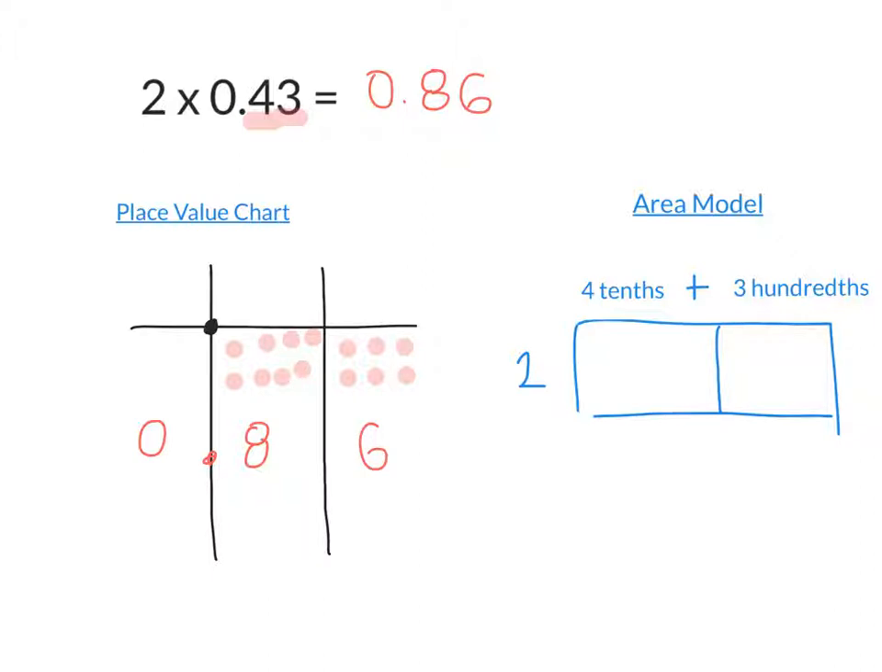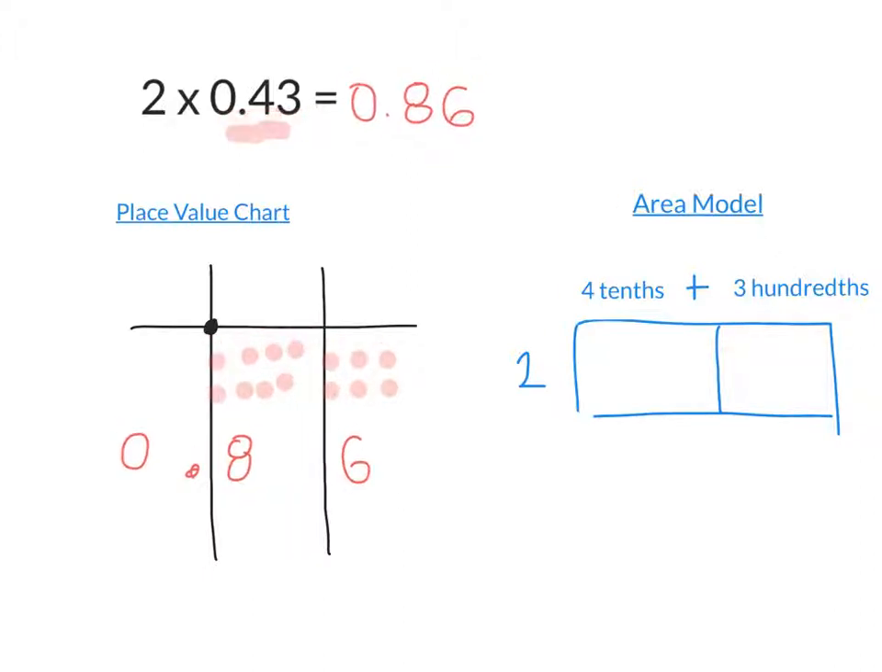Area models are used very frequently for multiplication because we know that when we want to find the area of a rectangle, we have to multiply the length times the width. Do you guys agree? Yeah. In order to find the area of this rectangle right here, I would have to multiply the length times the width. So if I make one of them the length, 2, and the other factor, 0.43, the width, is that the same thing as finding the area? Good.